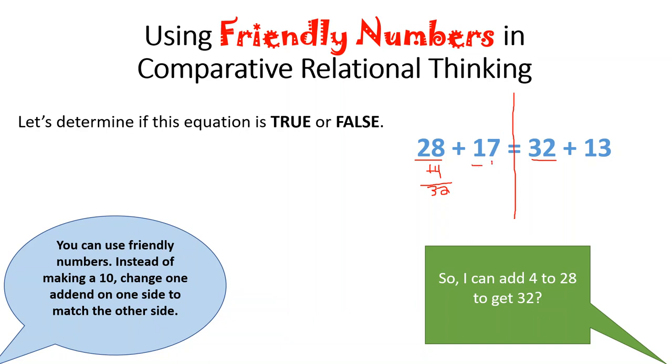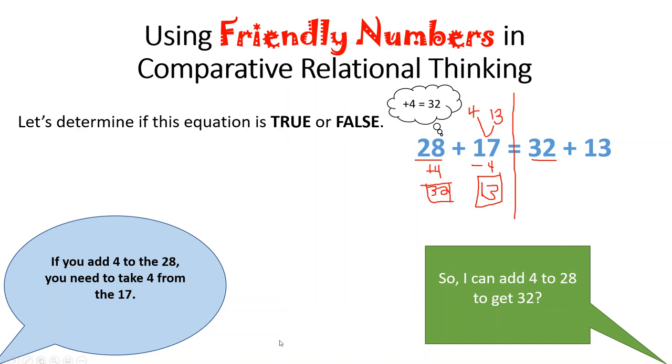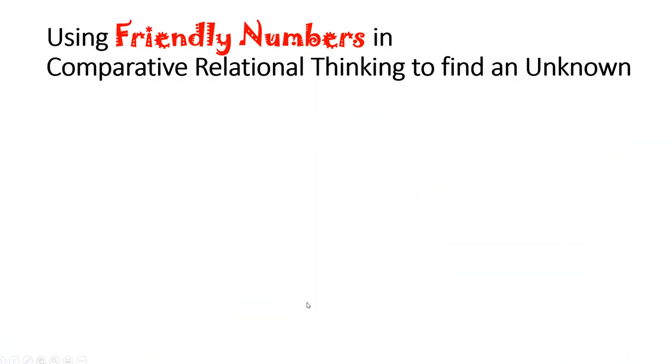Because remember, I would take away the 4 from here, because 4 plus 13, like if it was the little balls, 4 plus 13 is 17. So I'm going to take that 4, make it 32, and look here, 32 and 13. Are they the same numbers? They're the same numbers, so they both match, so it's true. And all I had to do in my head is take 4 from here, make that 32, and 17 minus 4 is 13, so yes, that works. So friendly numbers, when we're doing equations, don't end in 0, they match the other side.